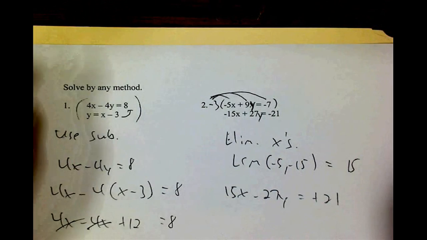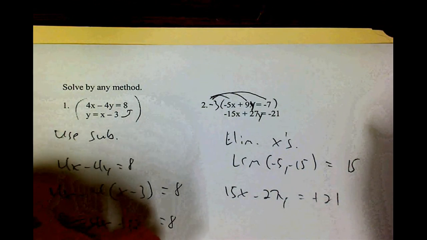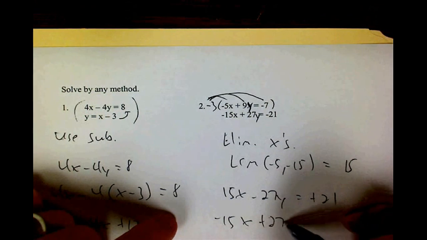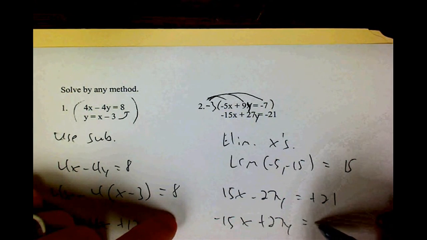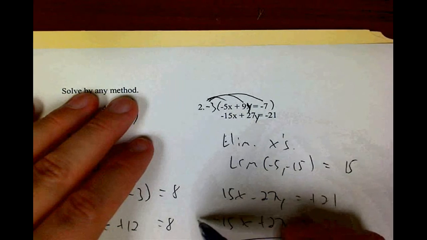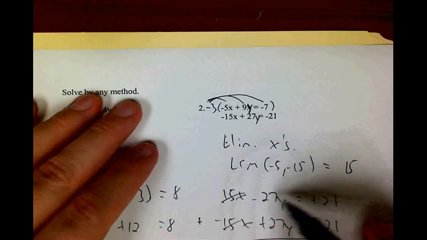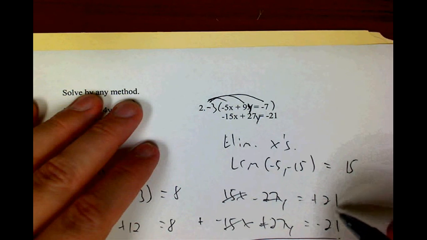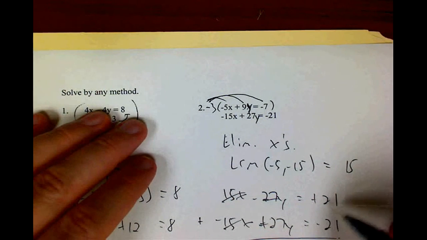Now, we're going to bring down the other one as it is, and now we're going to add. Those cancel, leaves a 0. And a 0. Now when you add these, 21 equals negative 21, what does that equal? 0.